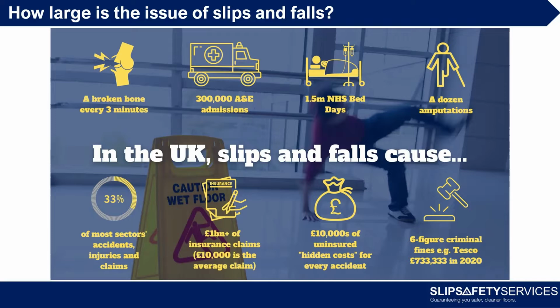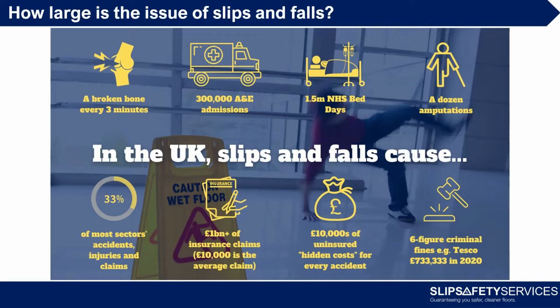And then we also see, and I posted about this yesterday, criminal fines. So if you're in court, you're either in court for a civil case or a criminal case. A civil case would be somebody slips and falls and brings a claim against your insurance company, or you and your insurance company. A criminal case would be where typically the HSE, or it could be a council, brings a criminal prosecution against you.